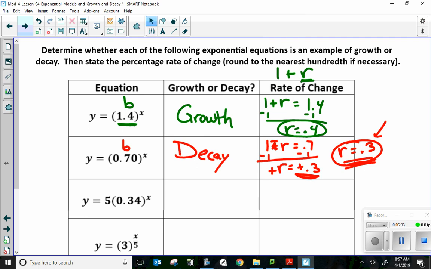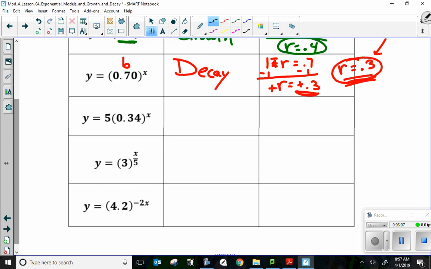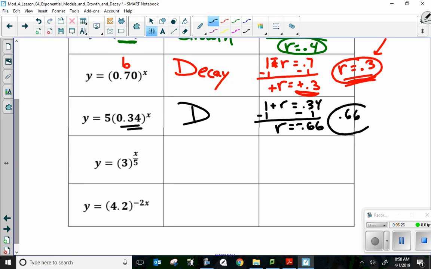The next one. Let's look at our B value. Well, here it is. That is definitely less than 1. That's decay. I'll put a D there for decay. And if I have 1 plus R equals 0.34, and I subtract 1 from both sides, R equals negative 0.66. So I know my decay is 0.66 positive, because it should always be positive. It's just decaying. This negative sign tells me it's just decaying.